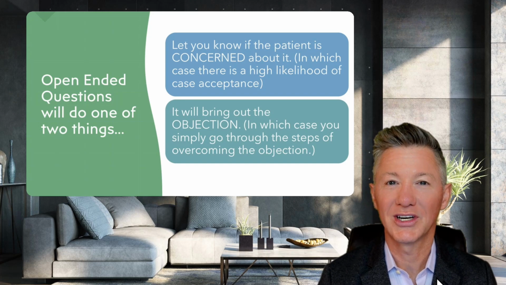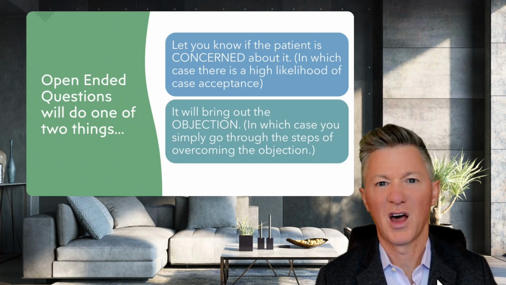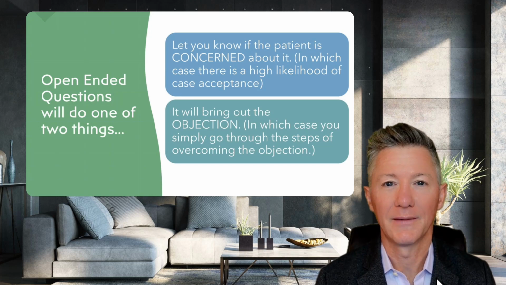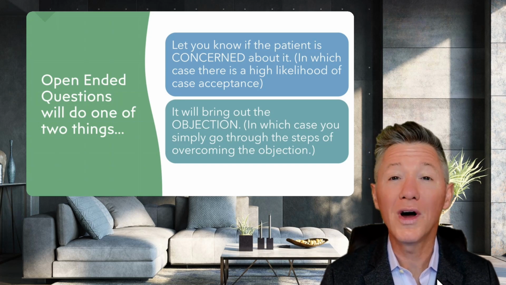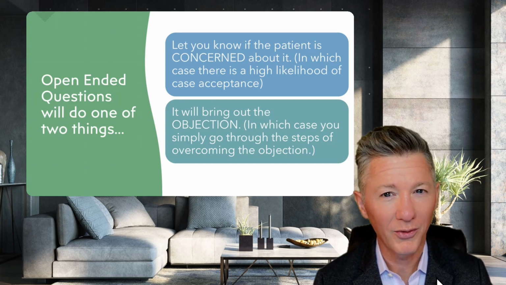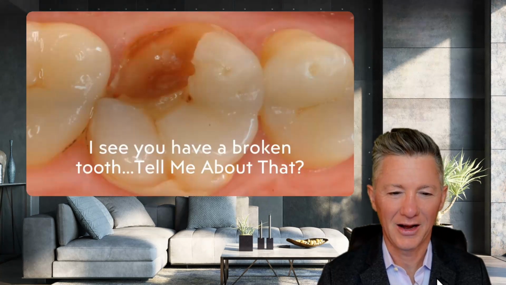You agree with the objection. You know, they might say, I don't know, that looks expensive. Well, you're right, it could cost a little bit of money. But then we eliminate that objection with a what-if scenario. Well, what if we could come up with payment options? Would that work for you? All right, so how does that look with our other question?